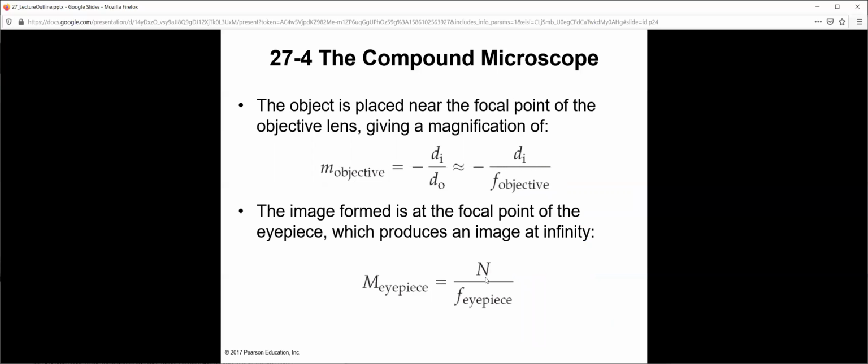So when the object is placed near the focal point of the objective lens, its given magnification is shown by this top equation here. Di over d naught, the negative of that, is equal to the magnification of the object, which is about equal to di over the focal length of the object. The image formed is at the focal point of the eyepiece, which produces an image essentially at infinity.